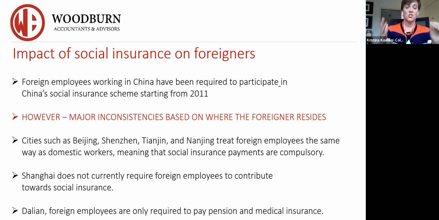Now, the exemption scope and qualifications will really vary from each jurisdiction's agreement. And the local social insurance bureaus may also have different policies towards the implementation of those exemptions. So again, it's really important, wherever your company is based, to discuss with those local bureaus how it could actually impact your employees and whether you could apply for those exemptions.